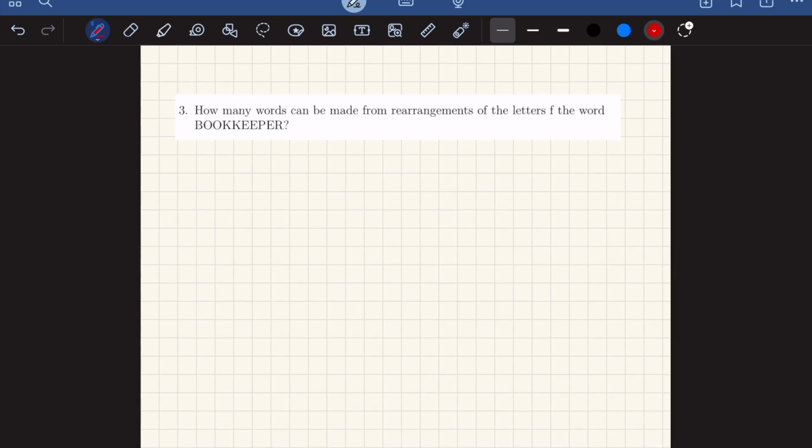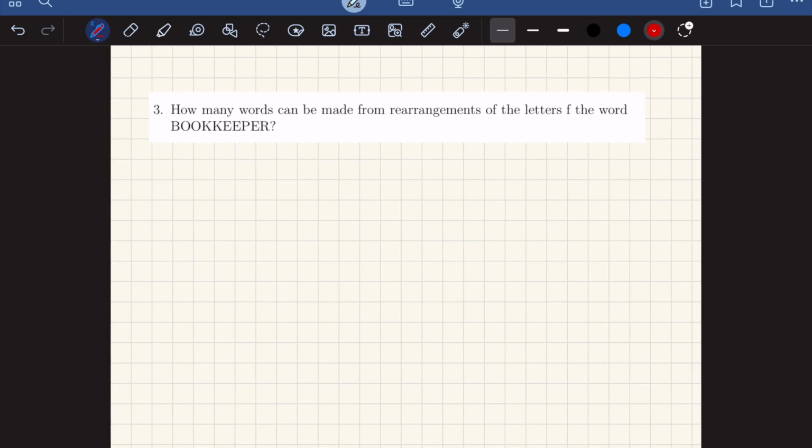You have a word which is bookkeeper, and the question is you want to rearrange all the letters any way that you want, and we are asking how many distinct words you can form out of this. So maybe you can try this for some time. I'll give you a couple of minutes and you can tell me your ideas.